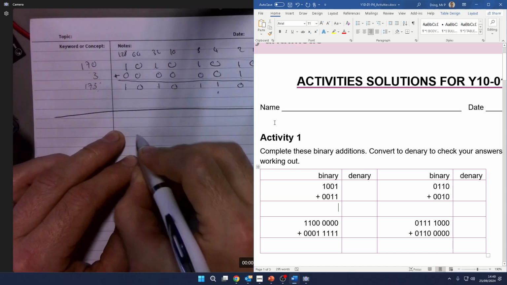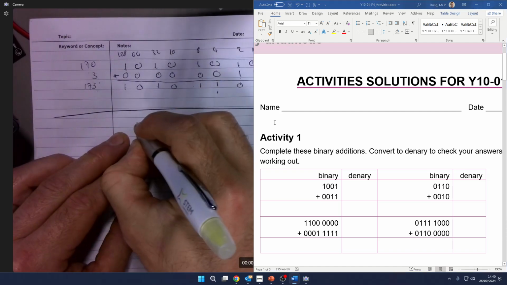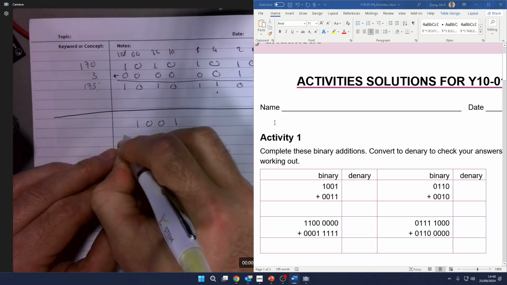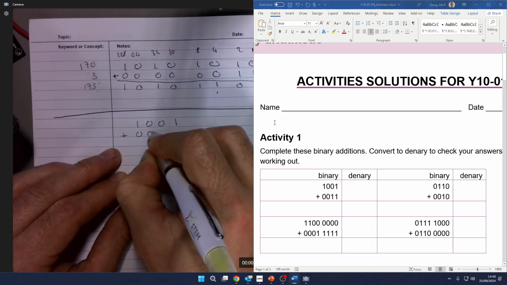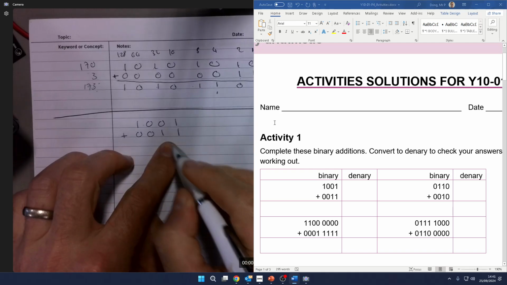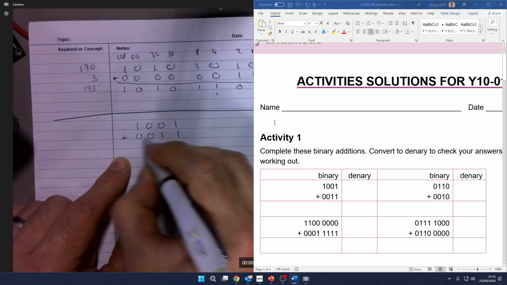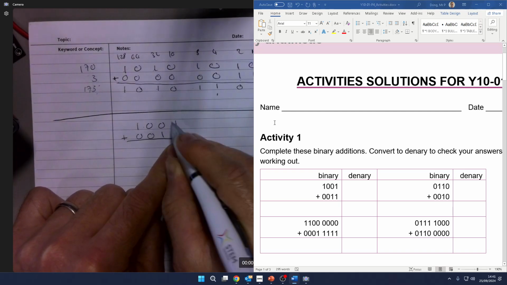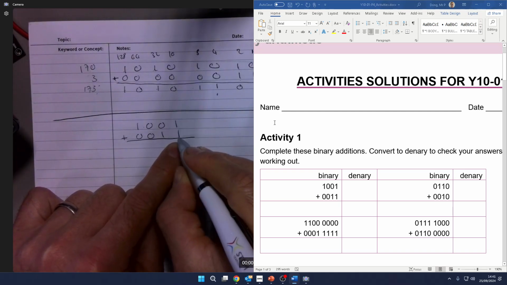Write out your values. What have we got? 1, 0, 0, 1 plus 0, 0, 1, 1. Take your time. I know you can probably do them in your head, but in an exam you might feel under pressure, and you've got plenty of time. No one ever runs out of time.